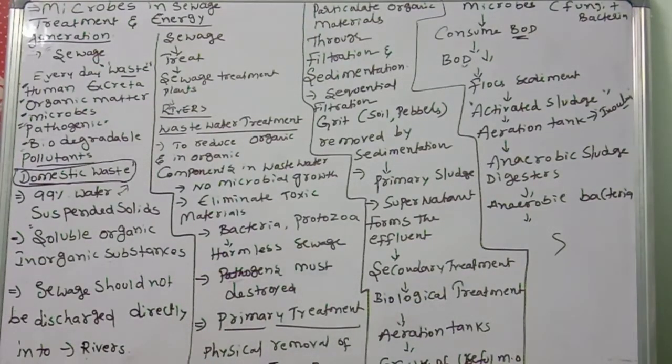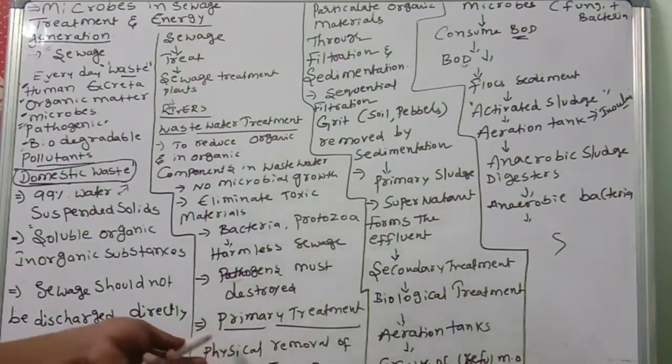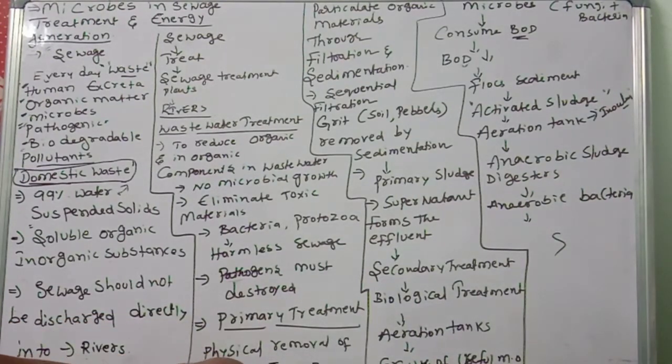The first step we are going to discuss is called primary treatment. In the primary treatment, what we will do is the physical removal of solid particles. Physical means by using what? We are using filters. By using physical operations, we have to remove the solid particles.